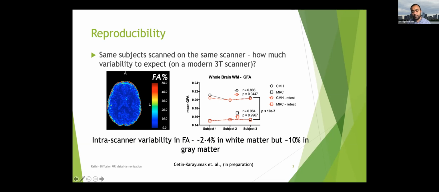There is some variability within the scanner about fractional anisotropy, which is one of the key measures of diffusion. So about 2 to 4% variability in the white matter, maybe, and then 10% in the gray matter. On this plot, again for whole brain generalized fractional anisotropy, you have 3 subjects scanned on 2 different scanners. There is some difference between the scanners, but within scanners, they're pretty good.